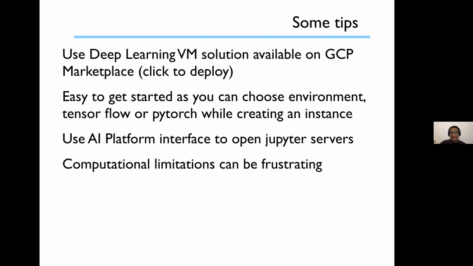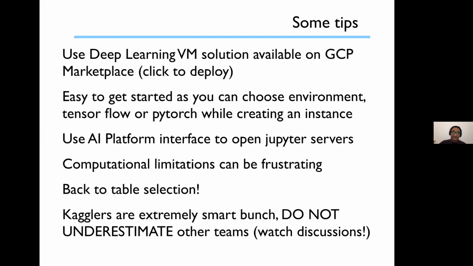Also, computational limitations can be frustrating. So back to competition selection: select the competition where you have the ability to try everything you want to try, or at least some of the things you want to try. Otherwise you will have a lot of ideas and you will not be able to try them. And it can be frustrating, because it could very well be that some of those ideas would have worked. So keep in mind the resources you have.